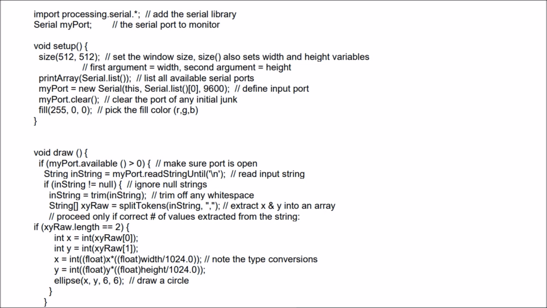Within void draw, we made sure that the port is available, and extract the data into x and y variables in an array. As long as that array is size 2, we set new variables x and y, extracting from the indices of the array. After that, we can draw the ellipse at position x, y, size 6, 6.